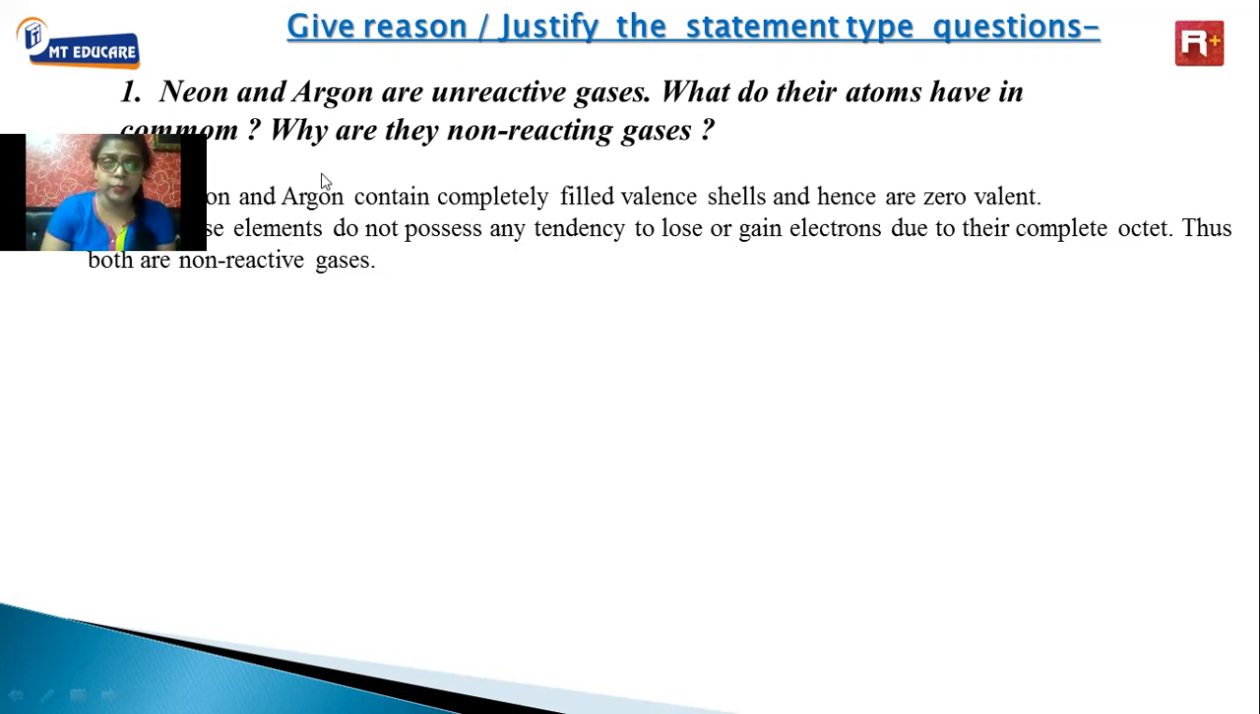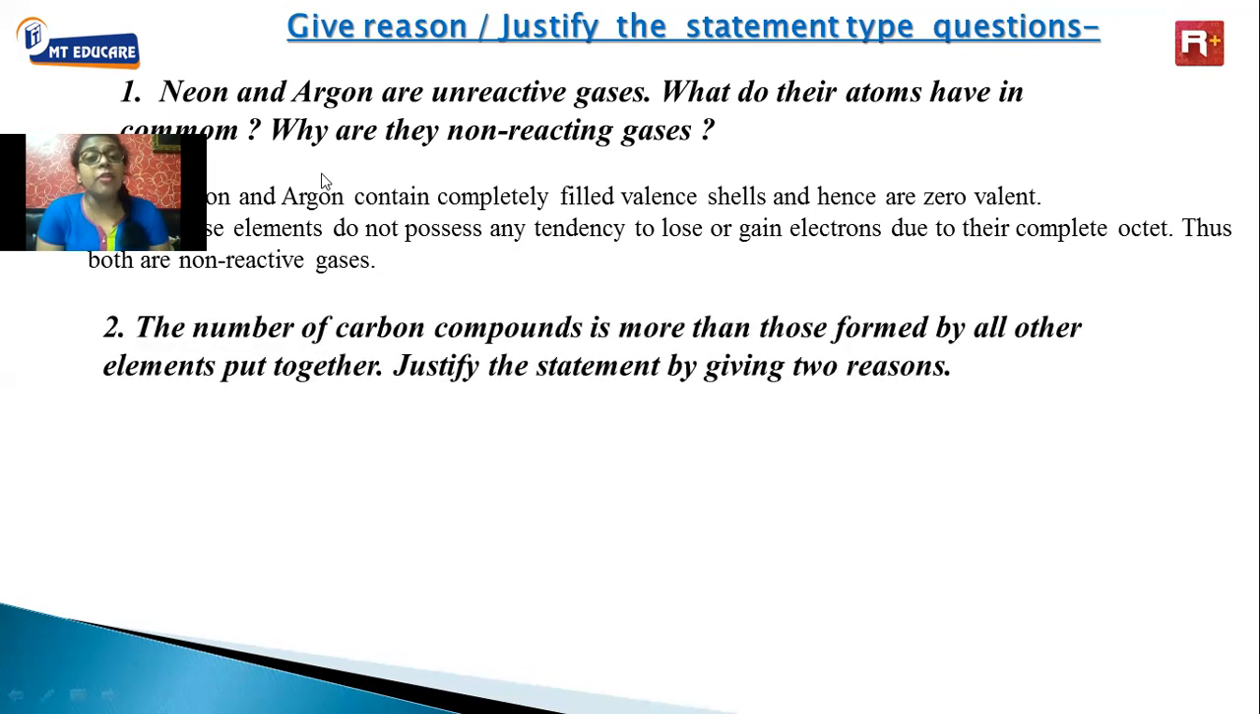Fine? Clear? Next. The number of carbon compounds is more than those formed by all other elements put together. Justify the statement by giving two reasons. What is the meaning of this question, students? Why does carbon have so many compounds and why not any other elements? This is because of two carbon properties.